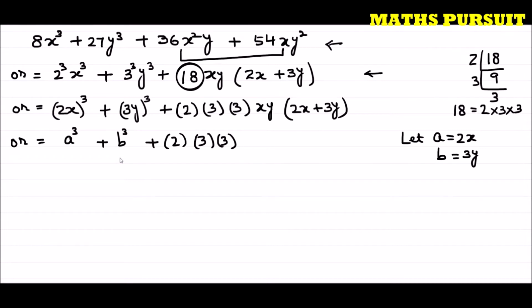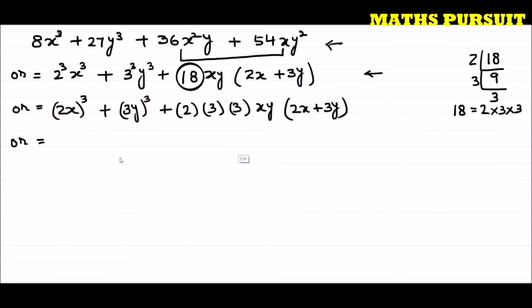Let me keep this one as it is, or let me write down one more step so that things will be more clear. What is that step? Let me write it down here. This one is equal to 2x to the power 3 plus 3y to the power 3 plus 2 into 3 into 3xy into 2x plus 3y. Or I can write 2x to the power 3 plus 3y to the power 3 plus.